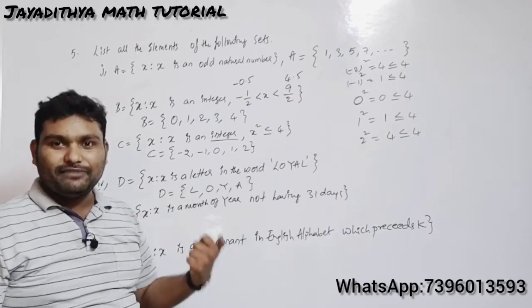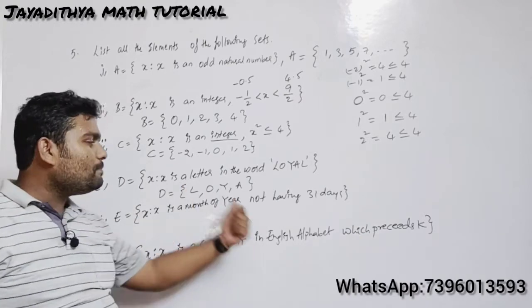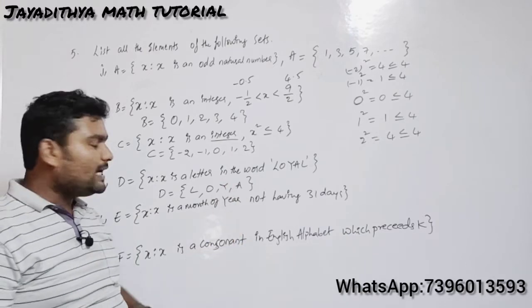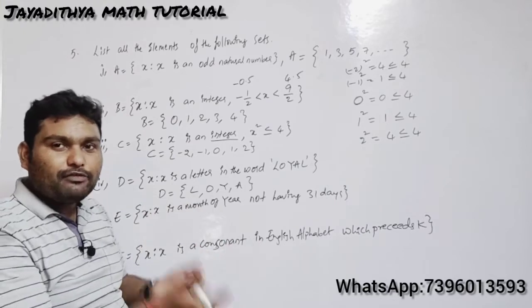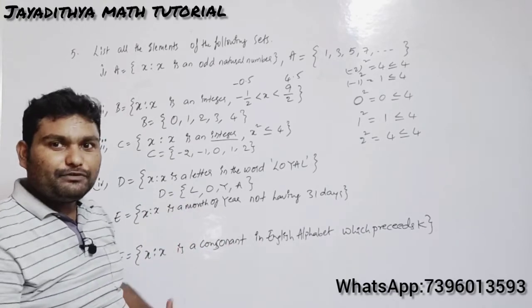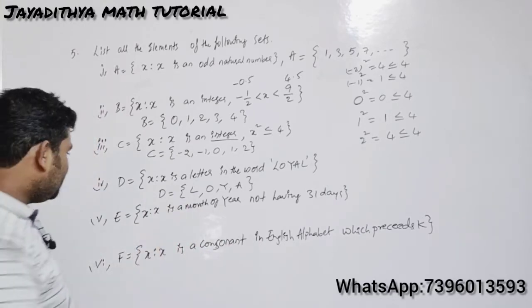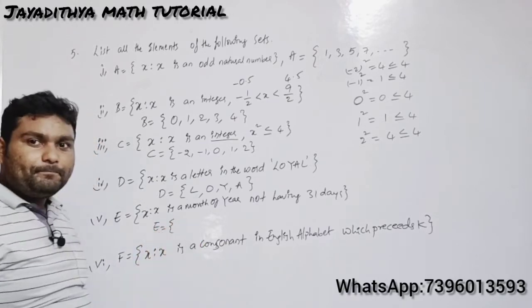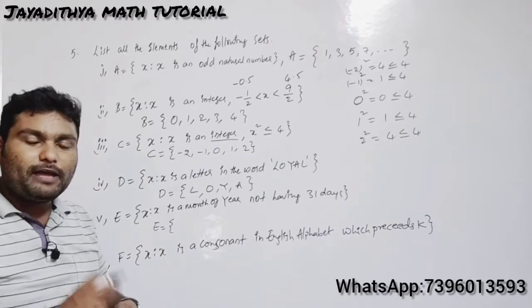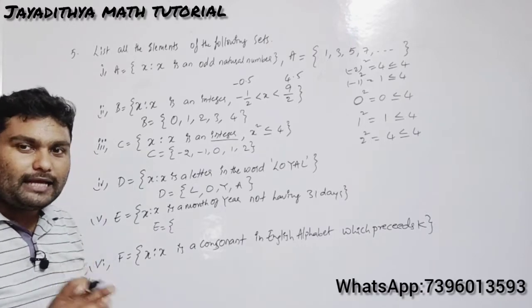And the next one, E is equal to x such that x is a month of the year not having 31 days. So from the list of all the months, you should remove all the months which have 31 days and write the leftover months. So let us check. In the set E, we'll have January? No. Why? Because January has 31 days. You should not write January.